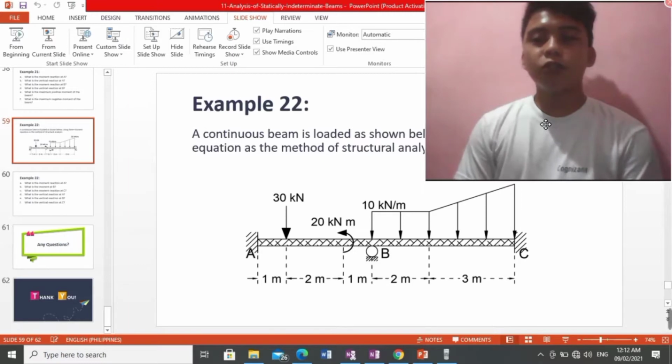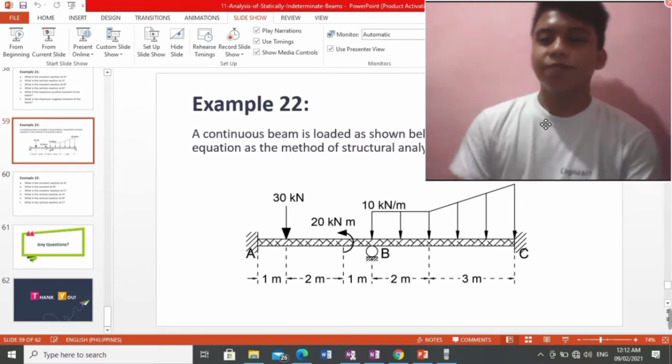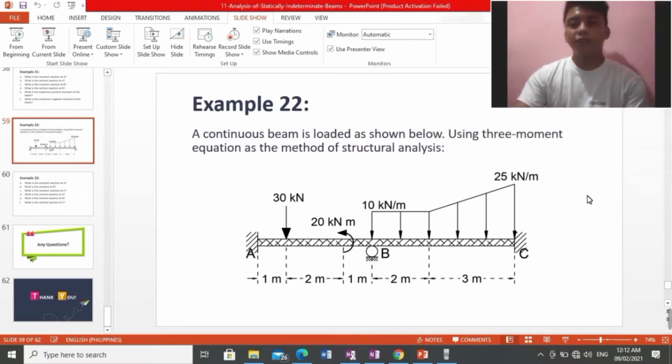Ngayon, pagsasolve tayo ng problem using three-moment equation. Simulan na natin. So, in example 22, a continuous beam is loaded as shown below, using three-moment equation as the method of structural analysis. So, makikita natin itong beam. Ito ay isang restrained beam dahil meron itong magkabilang dulo na fixed support.